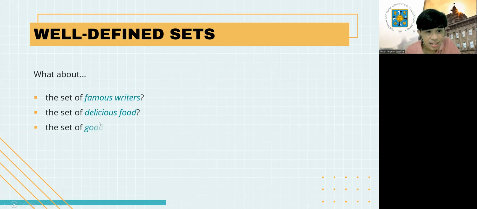And lastly, the set of good leaders. Is this well-defined? The set of good leaders. Yes, that's correct, Michaela. It's also not well-defined. Why? Again, it is subjective. Right? We cannot distinguish; maybe for you, he is a great leader, but for other people, he is not. Right? We have different opinions. And in these cases, it is not well-defined because of that.